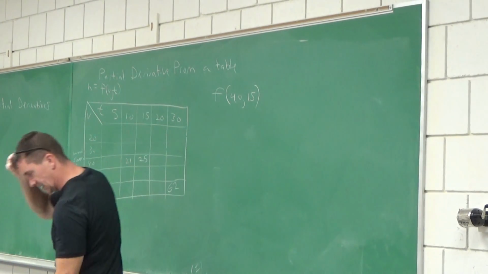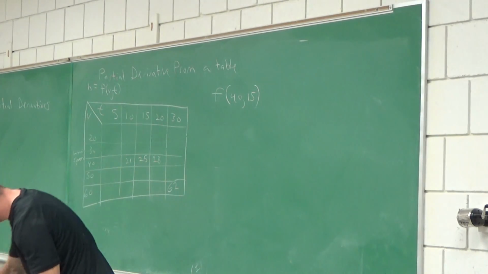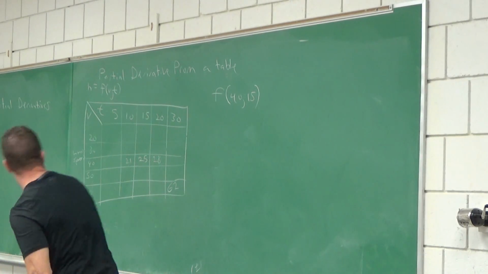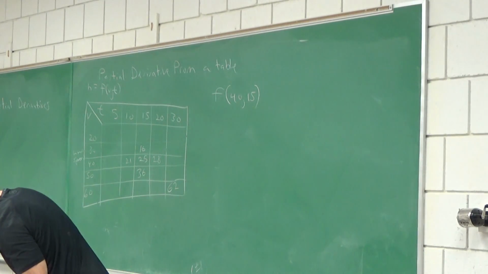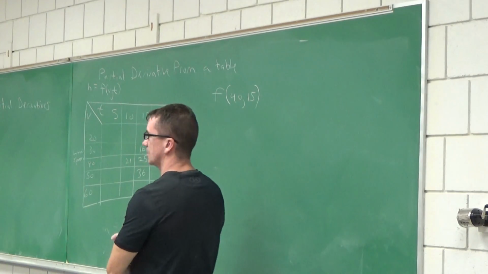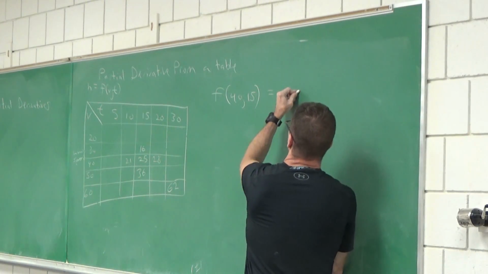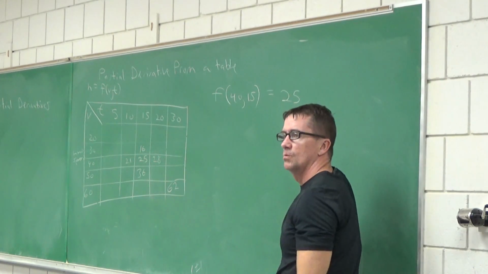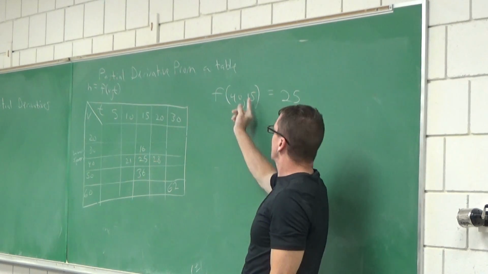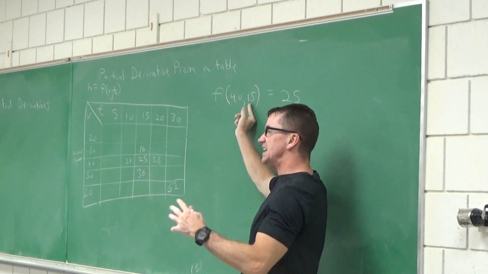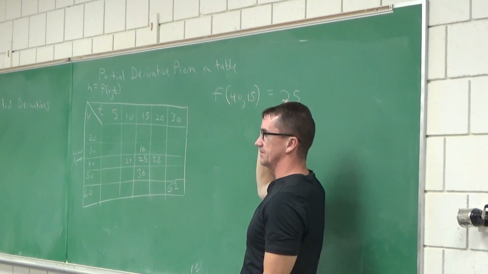That's a 25. What's next to it? 28. This is 16. This is 36. Is that right? I think that's all we need. Now what's f of 40 comma 15? 25. Can you interpret that again? When the wind velocity is 40 knots, blowing for how long? 15 hours straight. Like a hurricane. Wave heights are now at 25 feet.